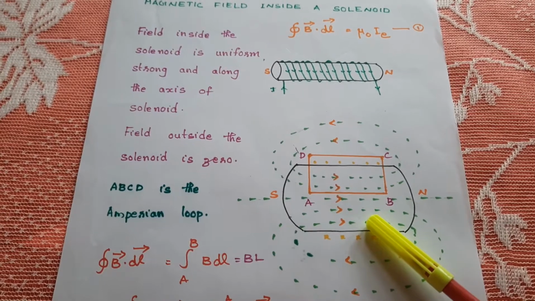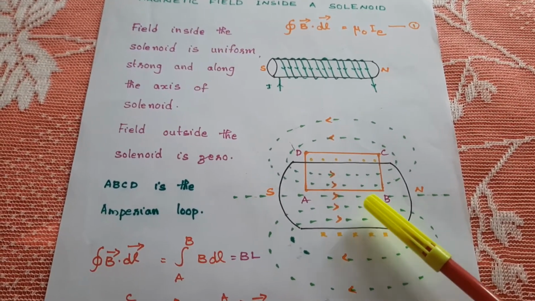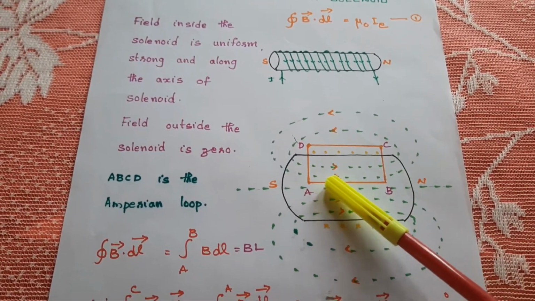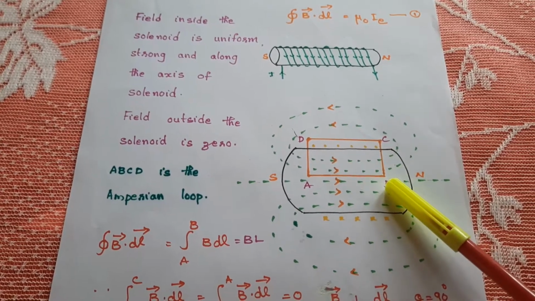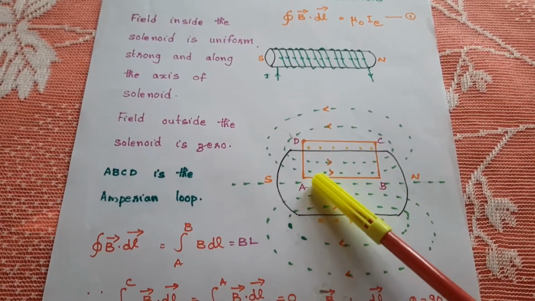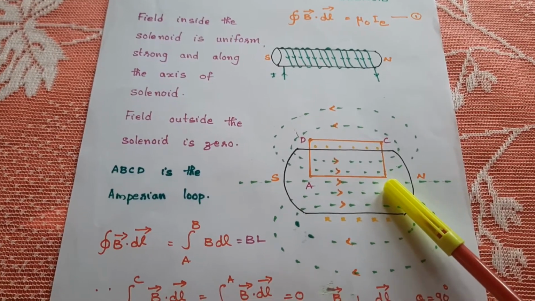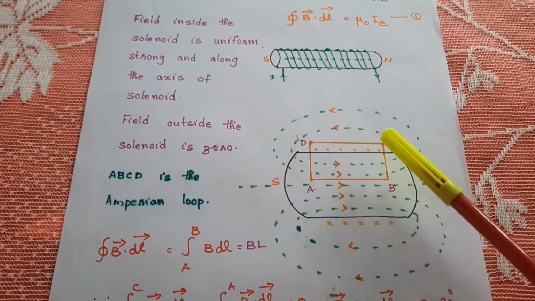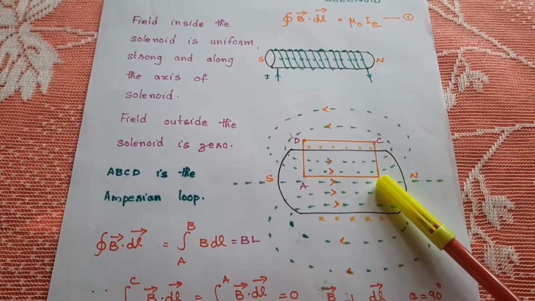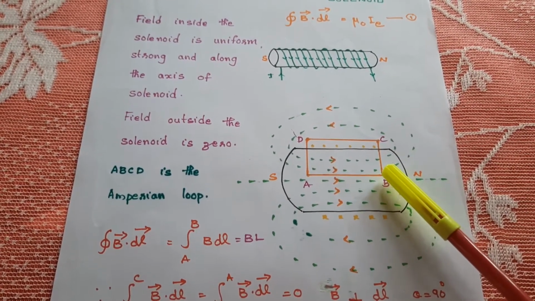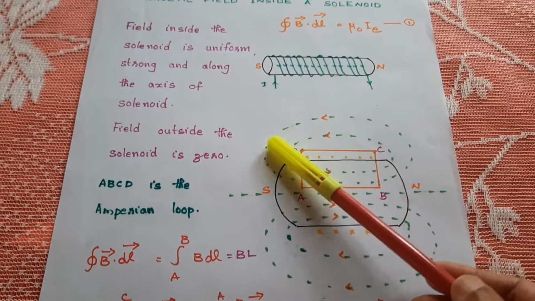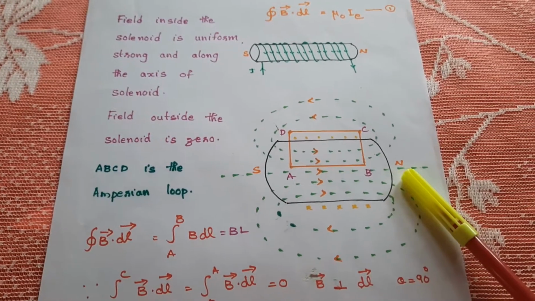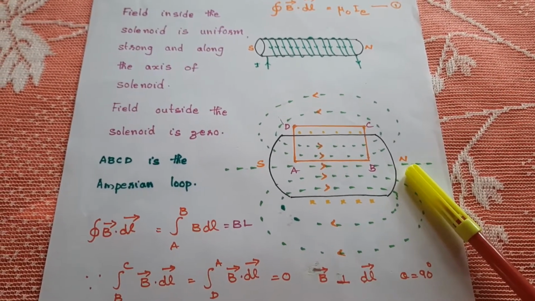Let us see the cross-sectional view of the solenoid. To apply Ampere's circuit law, consider an Amperian loop, a rectangular loop, ABCD. The side AB is parallel to the axis and the side CD is outside the solenoid. The field lines are similar to that of a bar magnet. They are directed from north to south outside the solenoid and parallel to the axis from south to north inside the solenoid.